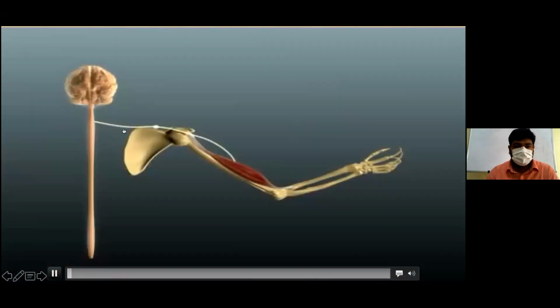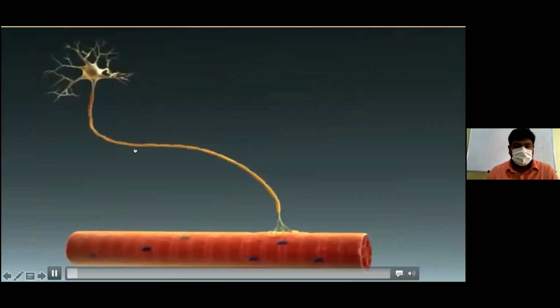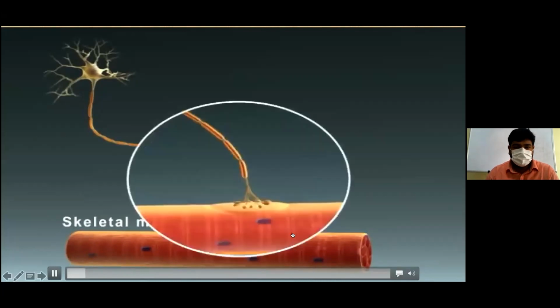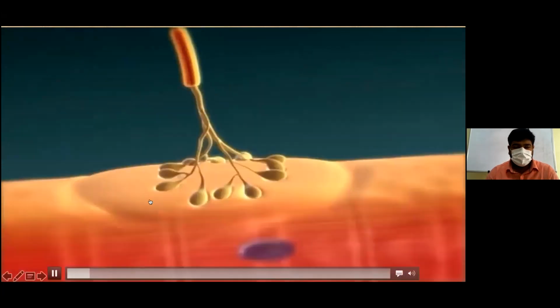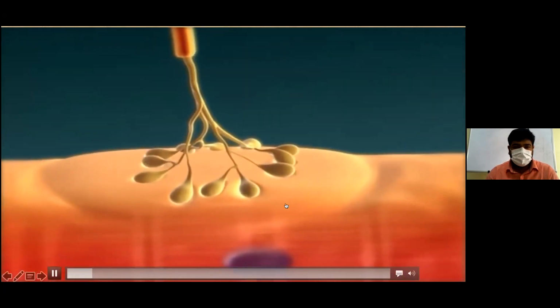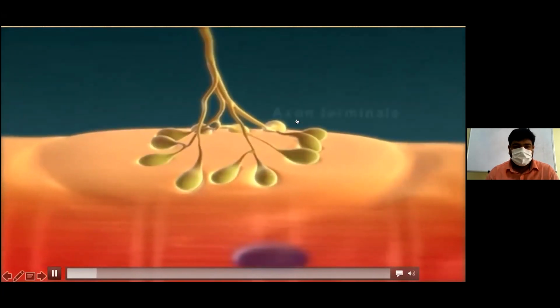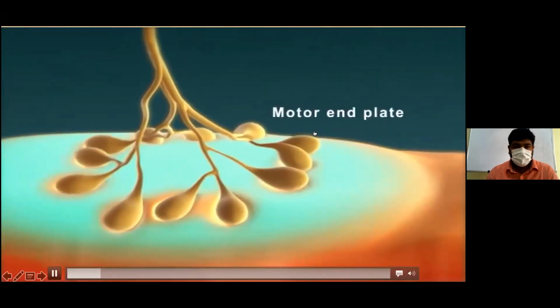Here the action potential passes along the motor neuron to trigger the skeletal muscle contraction. The action potential passes along the motor neuron to excite the skeletal muscle fiber. The site where the motor neuron excites the skeletal muscle fiber is called the neuromuscular junction. The neuromuscular junction consists of the point of contact between axon terminals of the motor neuron and the motor end plate of the skeletal muscle fiber.